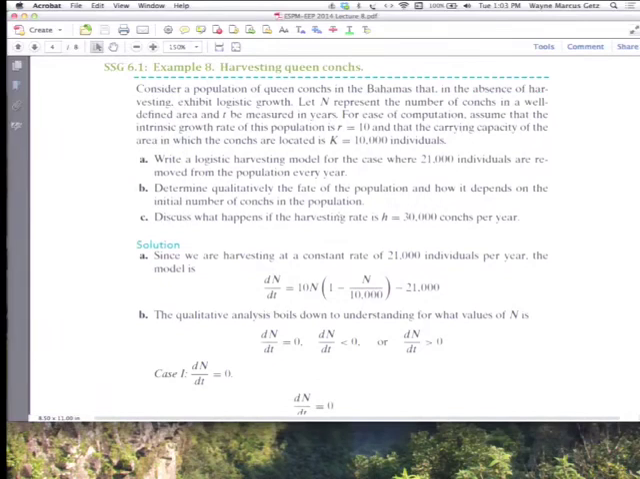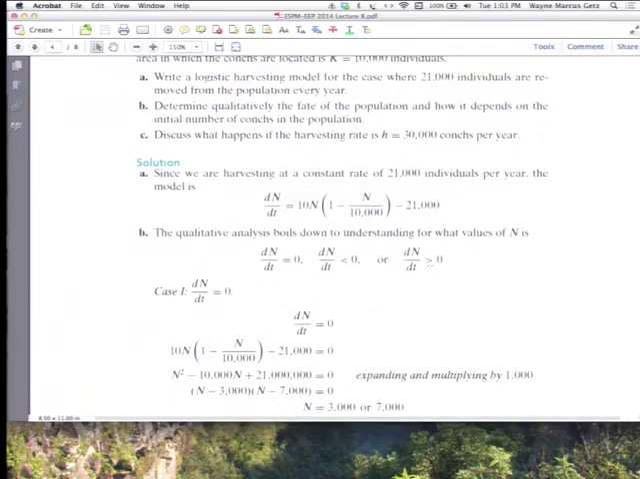So when you're harvesting, you can say, suppose the population out there grows logistically and it's at its carrying capacity. What happens if I come along and I remove 21,000 individuals per year? So in this case, my rates are in years. This is the growth rate of the population per year. The carrying capacity doesn't have units of time. It just has units of n.